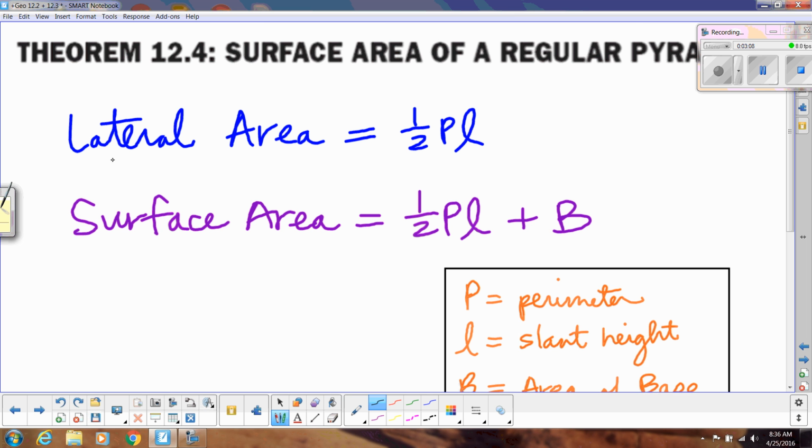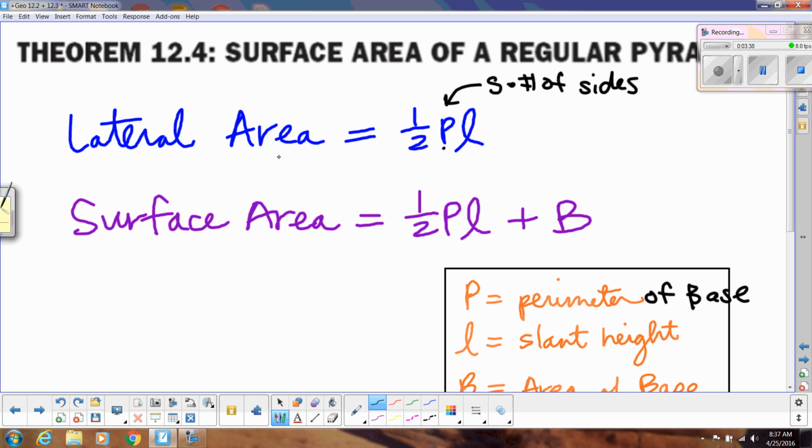So in our formula, if I'm talking about lateral area, I'm going to be doing 1/2 perimeter times L, the slant height. And the perimeter is coming from the number of triangles I have. So that's just going to be our S times the number of sides. So again, that's the perimeter of the base. P is still the perimeter of the base. L is that slant height.